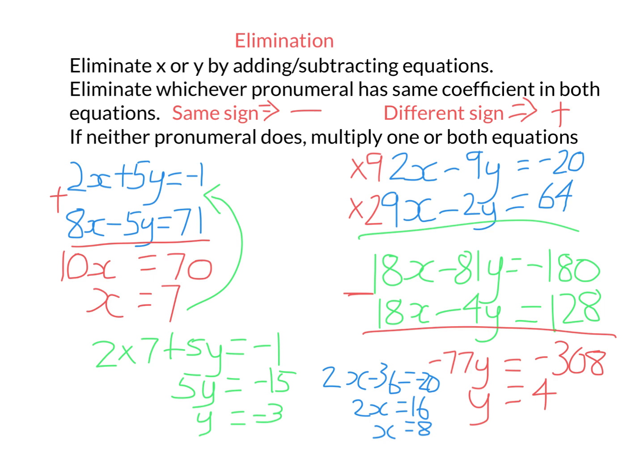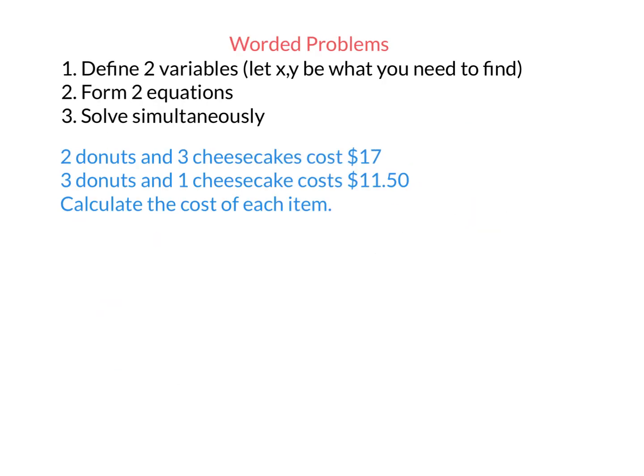All right, let's now look at some worded problems. For worded problems, define two variables. That means let x equal one of the things you want to find and y the other thing you want to find.